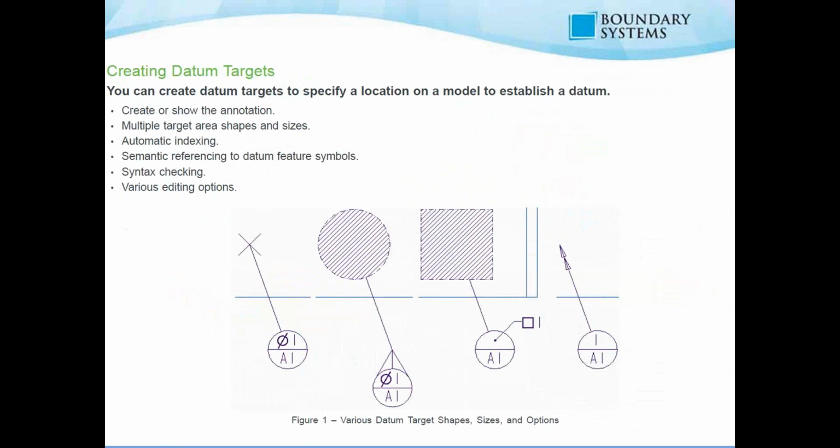Again, there's some syntax associated with that that can be checked. And you can also reference other datum feature symbols so that if your datum feature symbol changes, then the datum target also changes. And also various editing options, as we can also see here in figure 1. So if you want to be able to rotate your datum target from its leader or have the text outside of the actual symbol, then you can do that.